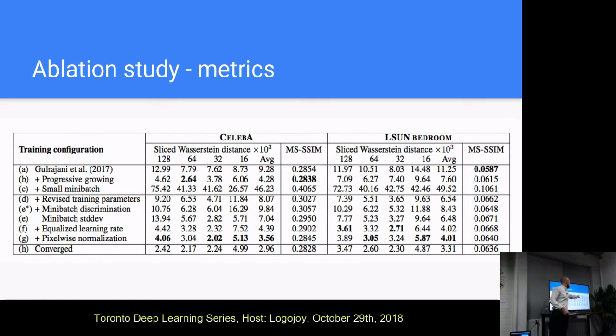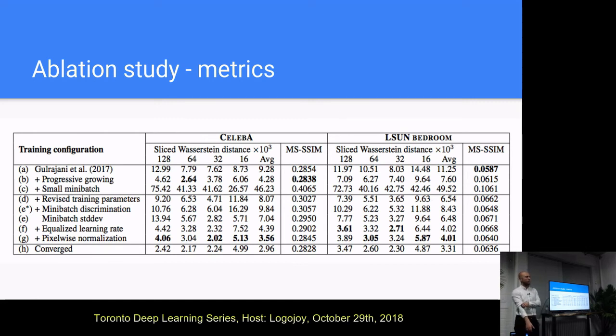This one is looking at the bedroom data set, and the bedroom data set is at 256 by 256. CelebA is at 1024 by 1024. And the table is showing you the sliced Wasserstein distance at the 128 by 128 resolution level, 64 by 64, all the way down to 16 by 16, then the average of that. And it's also showing you the multiscale statistical similarity.